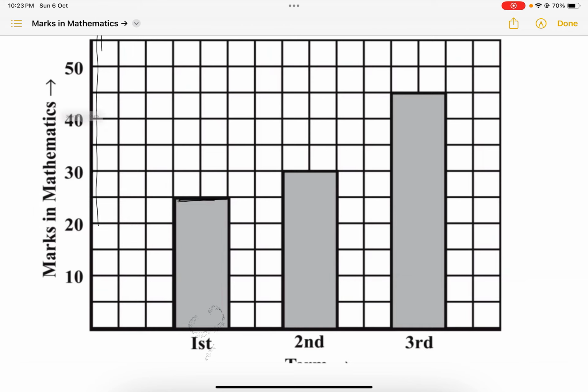So 10, 20, 30, 40, 50 is the scale. What you can understand is this is 0, this is 5, this is 15, this is 25, 35, 45 and 50. Now in the first test, how many marks has the student got? The line corresponding to this is 25, so this is 25 marks. Now coming to the second test, he has got 30 marks. And in the third test, the student has got 45 marks, 40 plus 5, and the bar is here. So this is called the representation of the given data using the bar graph.